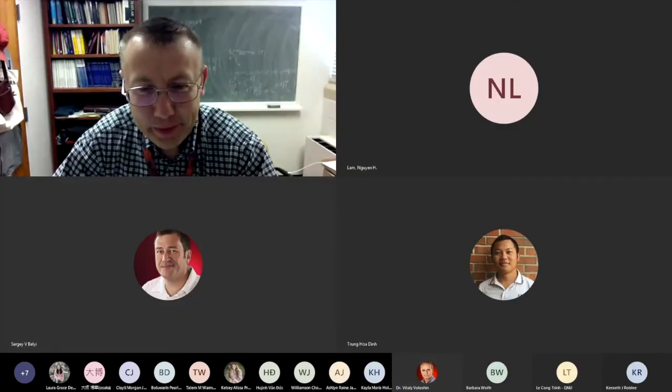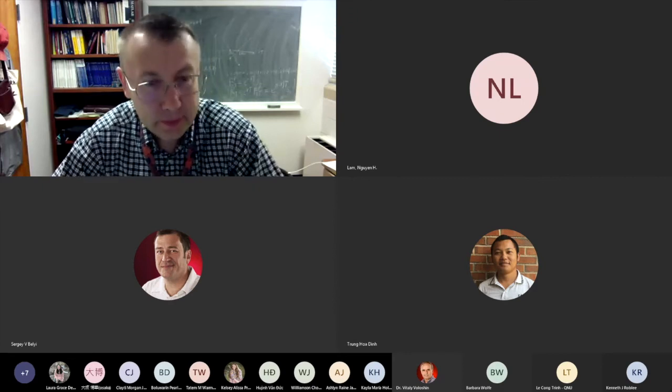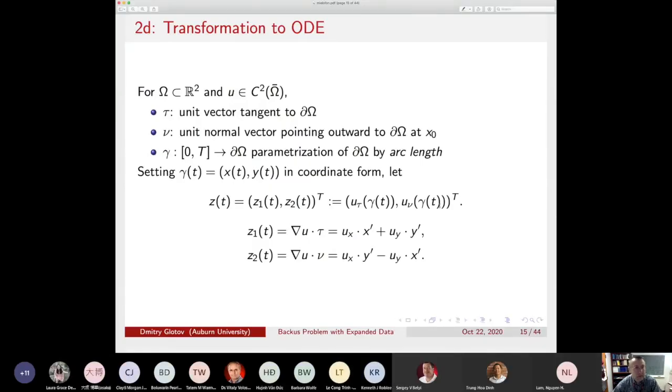So let me go back to my slides. And we basically do the same thing for an arbitrary domain. Obviously we need to ensure that we can take tangential and normal derivatives. So we assume that the domain is smooth. So we take a function which is twice continuously differentiable. So tau denotes the unit tangent vector, nu is the unit normal vector.